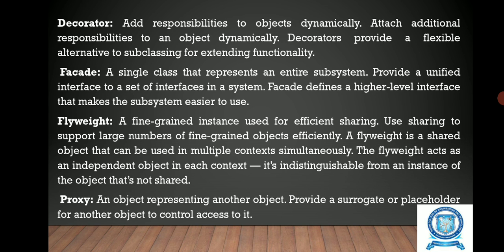Flyweight is a fine-grained instance used for efficient sharing. Use sharing to support large numbers of fine-grained objects efficiently. A flyweight is a shared object that can be used in multiple contexts simultaneously. The flyweight acts as an independent object in each context. It's indistinguishable from an instance of the object that's not shared. Proxy is an object representing another object. It provides a surrogate or a placeholder for another object to control access to it.